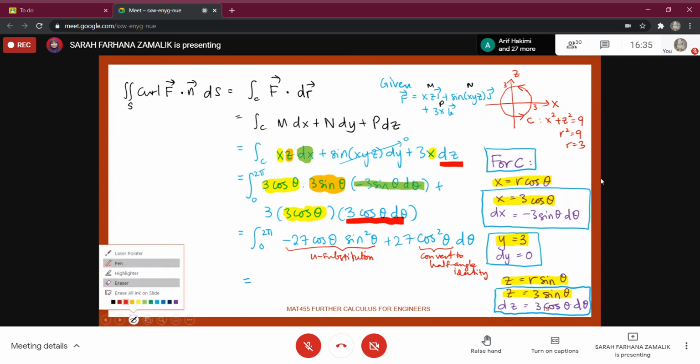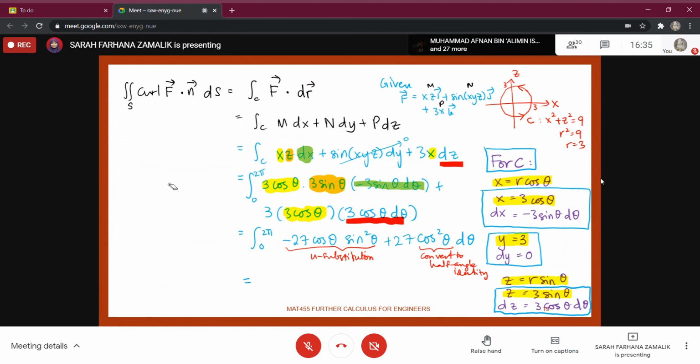Bila nak integrate, make sure check. Awak integrate macam mana? Saya buat tu sin square dengan cos tu jadi 1. Boleh. Itu identity untuk apa? Iaitu kalau cos square theta plus sin square theta barulah equals to 1. Tapi in this case cos theta multiply with sin square theta, yang tu kena buat substitution.